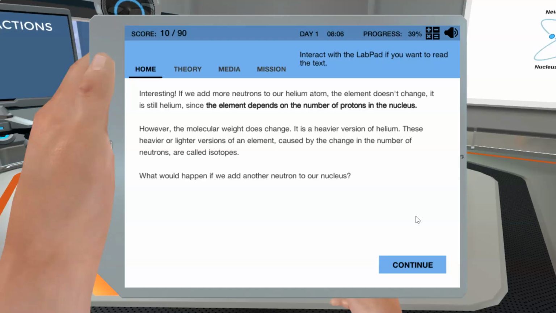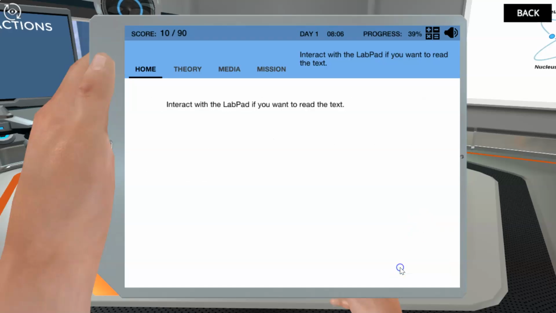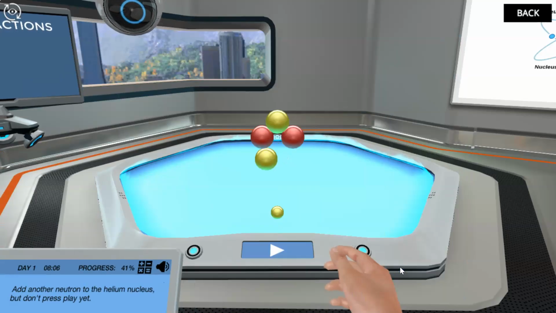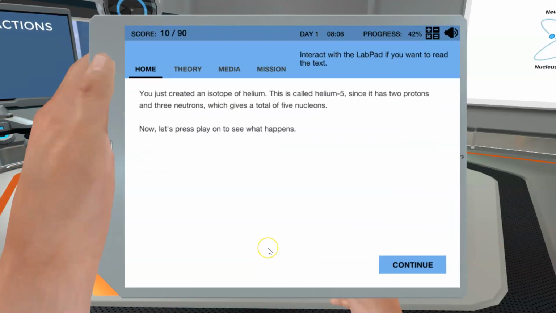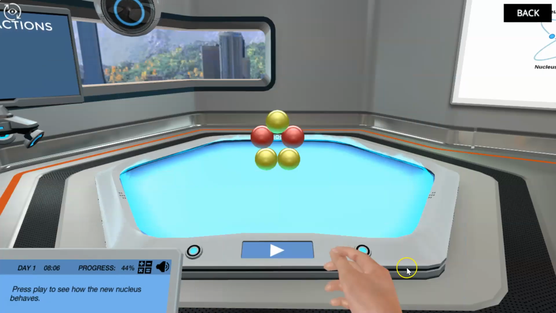What would happen if we add another neutron to our nucleus? Add another neutron to the helium nucleus, but don't press play yet. You just created an isotope of helium. This is called helium-5, since it has 2 protons and 3 neutrons, which gives a total of 5 nucleons. Now, let's press play to see what happens. Press play to see how the new nucleus behaves.